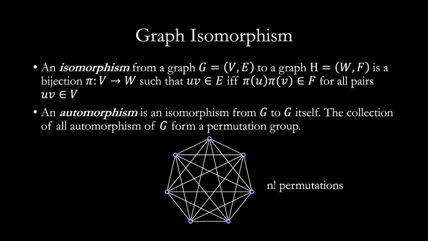For example, all n factorial permutations of the vertex set of a complete graph Kn on n vertices are all automorphisms. The collection of all automorphisms of G forms a permutation group, which demonstrates that automorphism groups can get very large. But fortunately, every permutation group has a generating set linear in the size of the permutation domain. The problem of deciding whether two graphs are isomorphic and the problem of computing a generating set for the automorphism group of a graph have the same computational complexity, so they can be reduced to each other by polynomial time reductions.